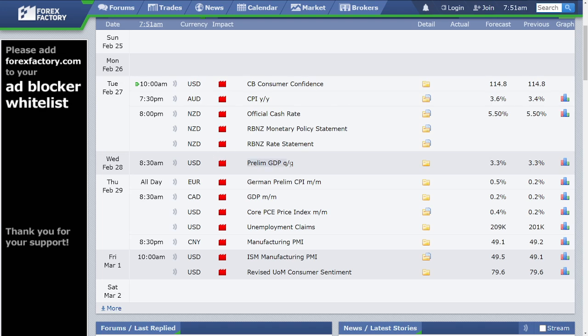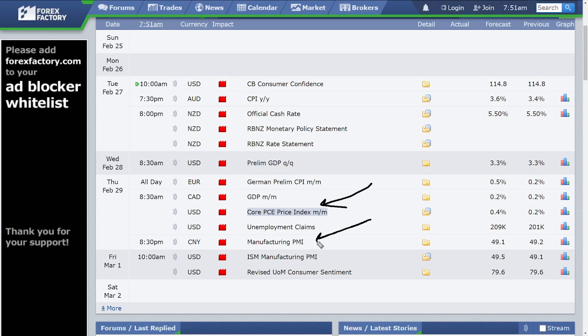Preliminary GDP comes out 8:30 on Wednesday. That'll be, of course, an interesting mover, especially for gold traders, right? GDP is a big one there. And then on Thursday, we have the big one of the week, I would say, which is the core PCE price index. This is, of course, as I mentioned earlier, the Fed's preferred measurement of inflation.